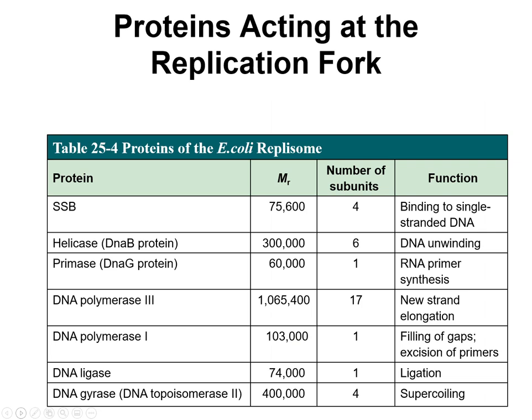So these are all the proteins that act at the replication fork, and this is during elongation. So you should know all of these proteins and their functions. You don't have to memorize how many subunits they have or their molecular weights, but you should know their names and their functions.